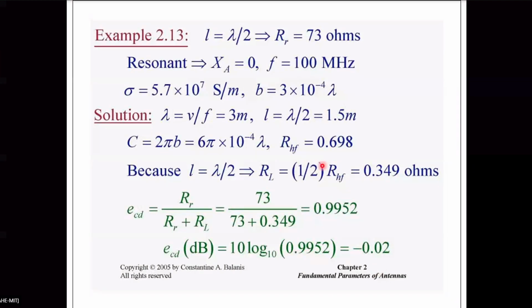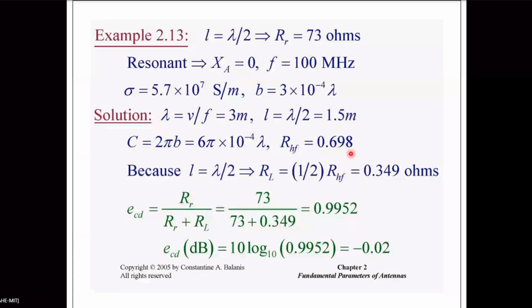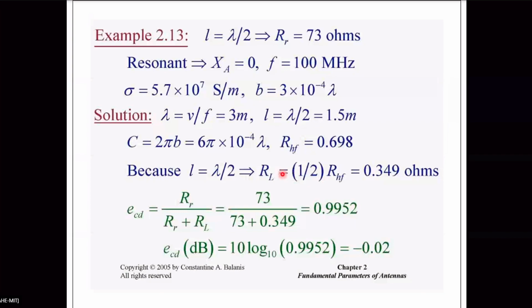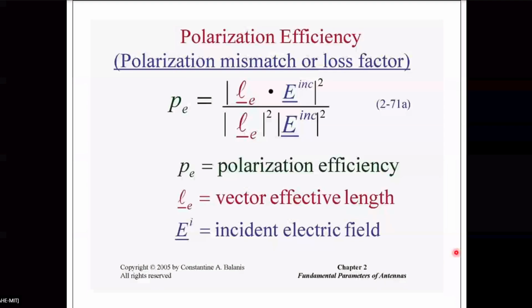You know the reason why he has taken half RHF? That is because the current distribution is not constant, not uniform. It is sinusoidal. Because of that, RL will be half RHF, and I have not discussed the proof of this. It is not given here at this point of time. We'll leave this vector effective length, it is not required.